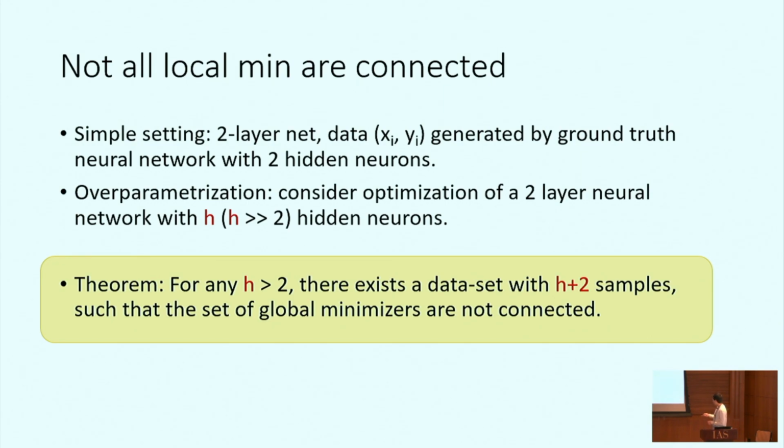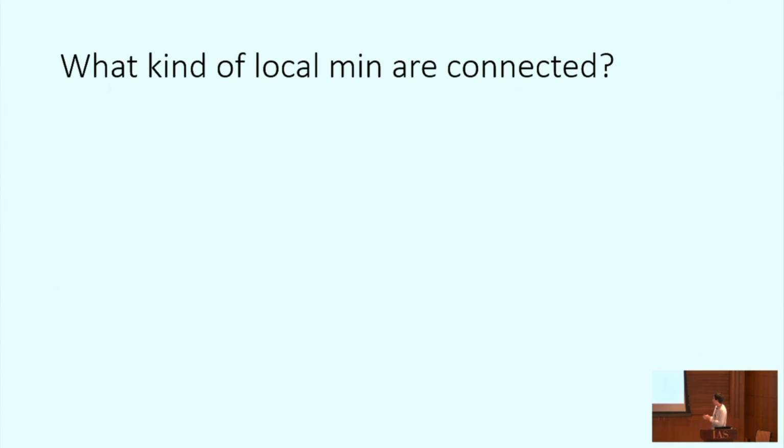Note that because the data set has h plus 2 samples, which is larger than h, we are in the mildly overparameterized setting. But still, the number of parameters in this neural network is larger than the number of samples, because the number of parameters is h times the input dimension, and the input dimension is a large constant. So that shows that we cannot hope that all local or all global minima are connected.